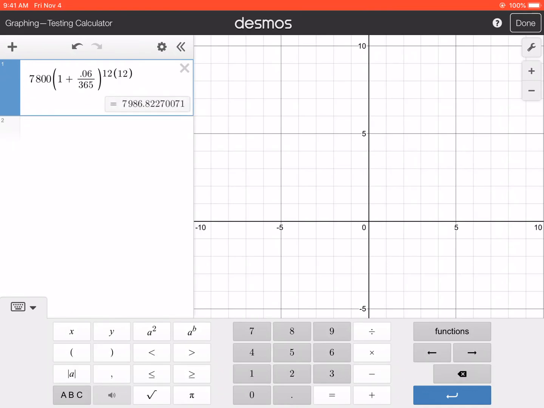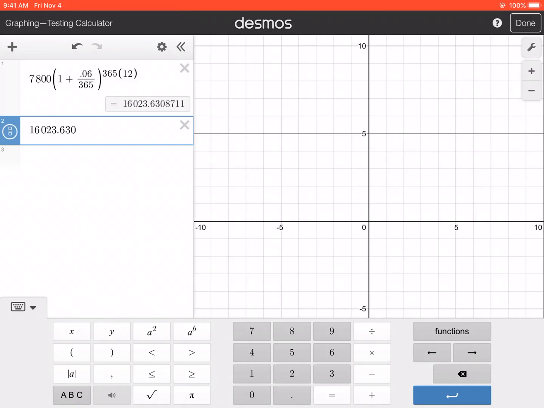12 years, and we had 365. So our principal was 7,800, 1 plus our rate over 365. 365 again times 12 years. And then we have our answer. Again, 16023 would be $16,023. And is our decimal. And then we have 630.